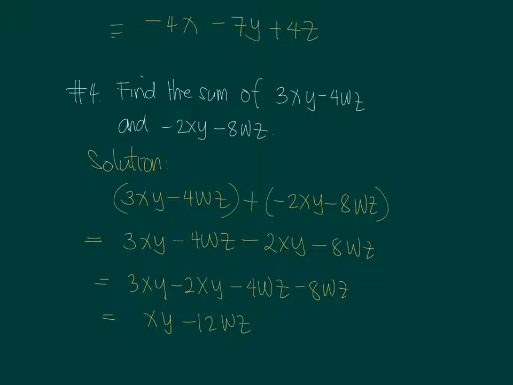So once you have the terms grouped as like terms, 3xy minus 2xy means we have 3 of it and then minus 2 of it, so you have 1 xy, which can be written as just xy. You don't need to write 1 anymore, it's understood as 1 xy, okay. Minus 4wz minus 8wz, so think of this as negative 8 and negative 4, so that's negative 12. So you have negative 12wz. Okay, so that's how you find the sum of 3xy minus 4wz and negative 2xy minus 8wz.